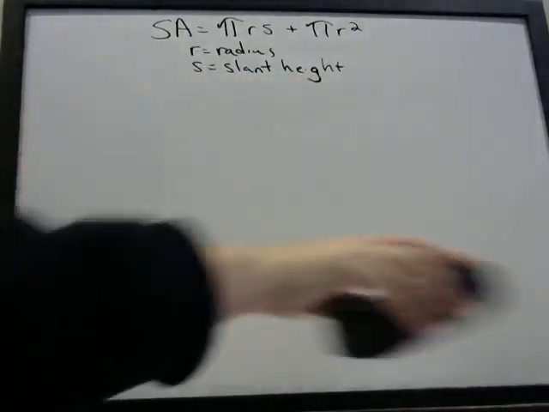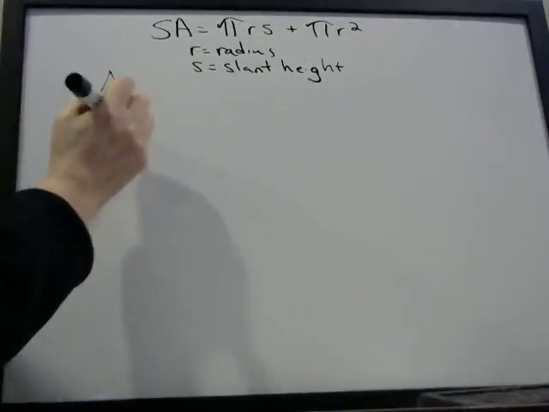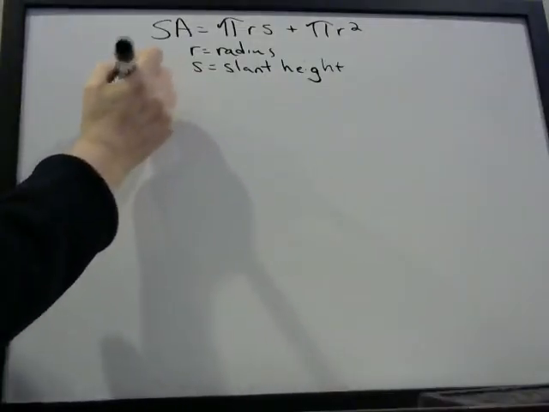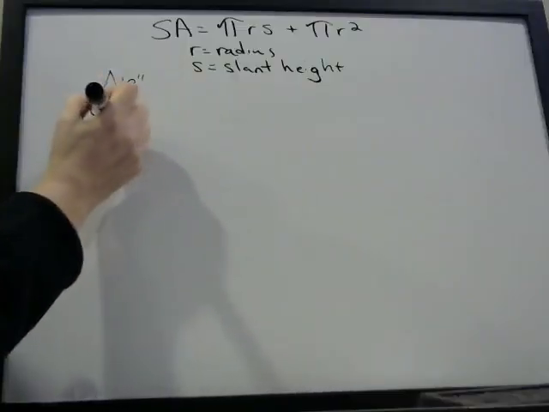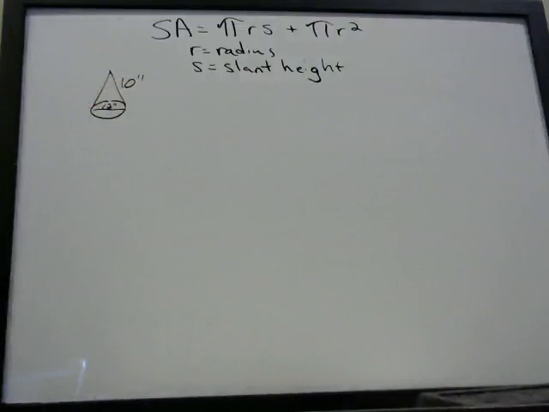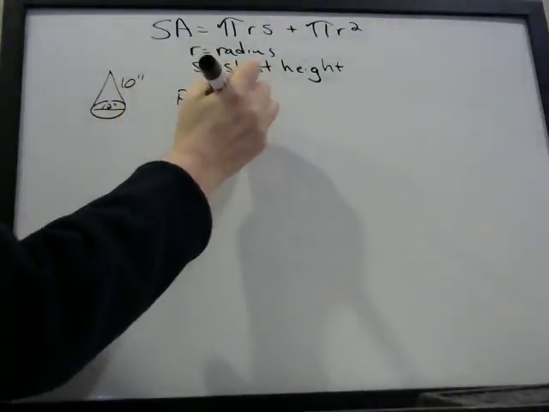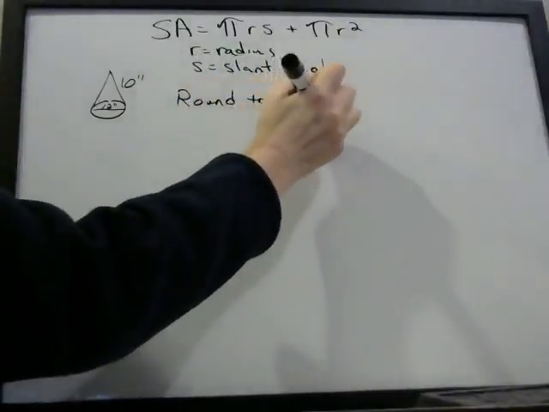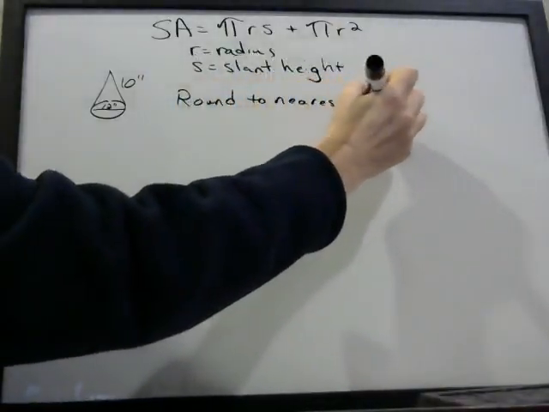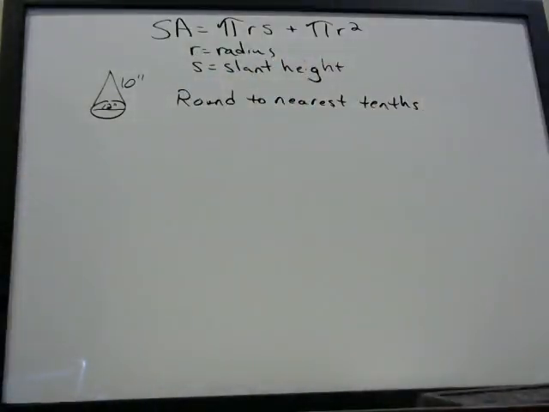So we'll do another example. Let's say we have a cone and the slant height is 10 inches, but here they're going to give us the diameter. The diameter is 12 inches. And let's say they want us to round to the nearest tenth. So find the surface area and round to the nearest tenth.